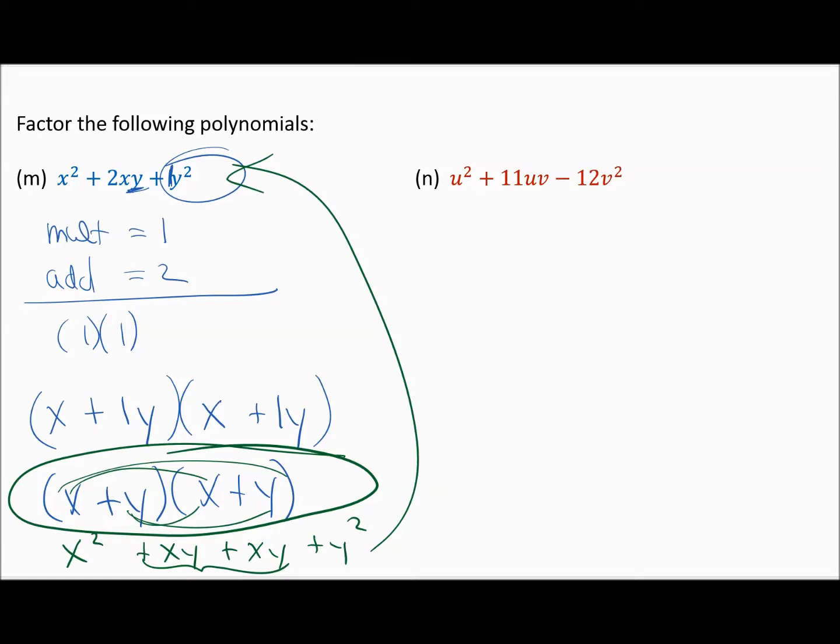Let's try another one like that. Now notice again, I've got two variables going. I've got a u squared in the front and a v squared in the back. So what's going to happen is this is going to work just like our problem we just finished in blue.